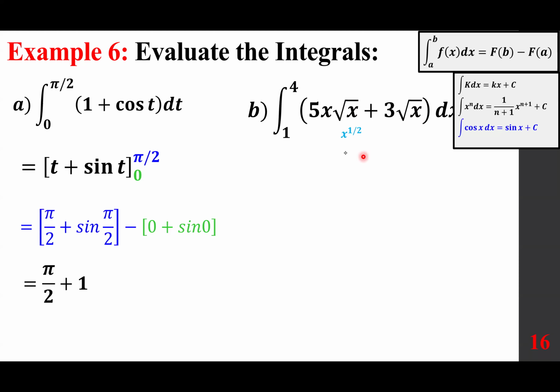And I hope you remember we did this one also. We are just evaluating it. So this has exponent 1 and 1 half becomes 3 halves. So 5 x to the power of 3 halves plus 3 x to the power of 1 half. And the reason we write them in this fashion is because we want to make them ready for the power rule in essence.